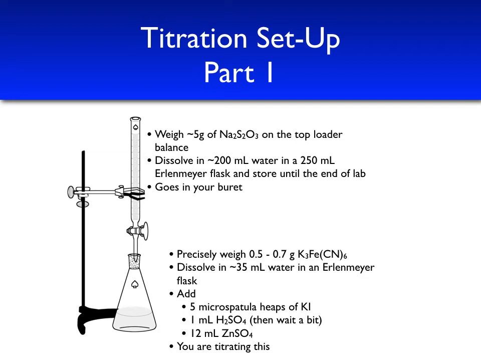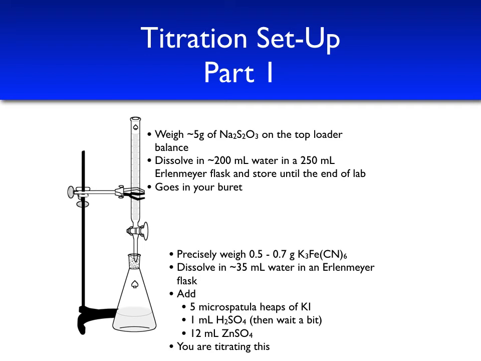We then add 5 microspatula heaps of potassium iodide, which is about 1.5 grams, an excess amount of I- that we saw in our chemistry lesson. We'll then add 1 milliliter of sulfuric acid, then let the solution sit for a little, and then add 12 milliliters of zinc sulfate. This is what we're actually going to be titrating.